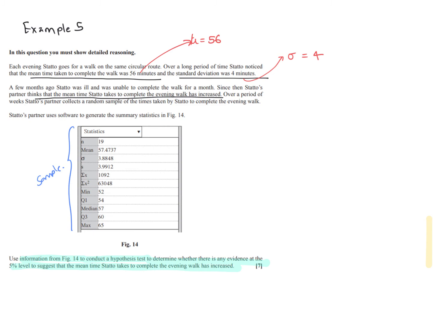The mean is 57.4737. So what's this information? This is x bar, the sample mean, which becomes our test statistic. So we then have two values here, sigma and s. What are they? So you'll notice that they're both versions of the standard deviation, but slightly different calculations.